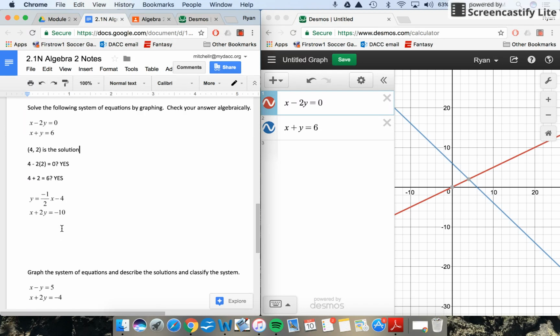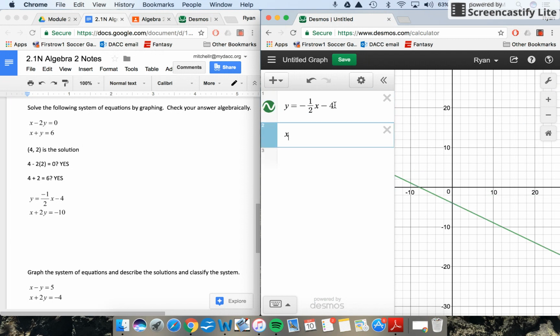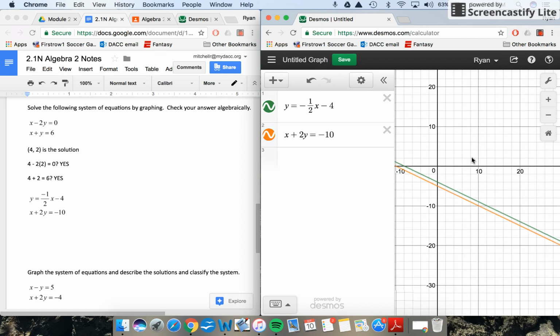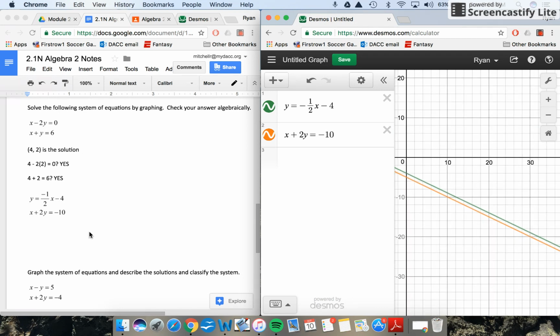I'm going to go ahead and do the same process here for our next set of equations. Let me delete the previous ones and say the first one is y equals negative 1/2 x minus 4. Second, x plus 2y equals negative 10. We notice these ones will never intersect. These are two parallel lines.